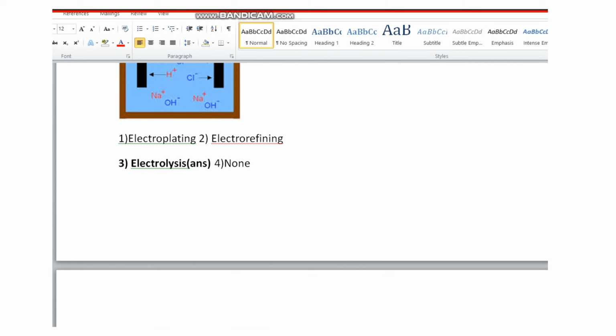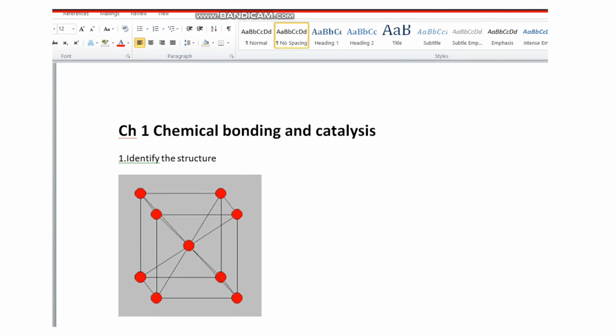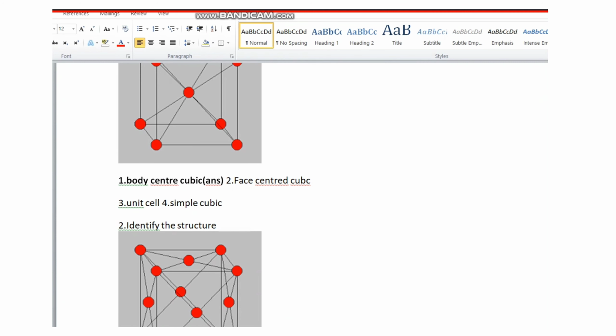Then from the first chapter, let us see some questions. Identify the structure. The structure is given and you have to identify which type of structure it is. It is a body centered cubic cell because at the center of the cube there is a point, only one point, therefore it is body centered cubic.